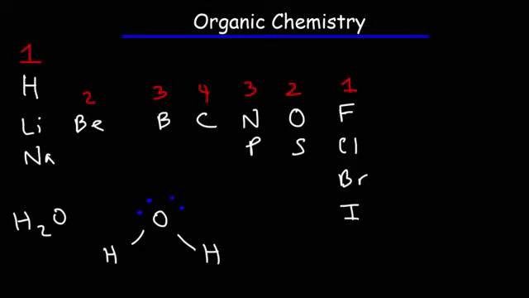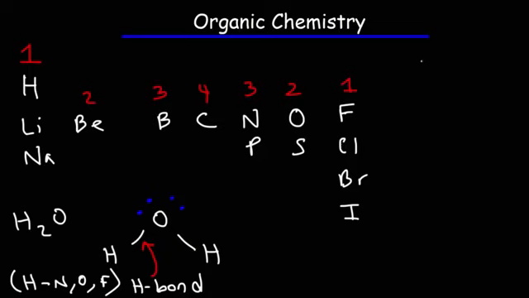Now, the bond between hydrogen and oxygen is known as an H bond, or a hydrogen bond, which is a special type of covalent bond. Hydrogen bonds occur whenever H is directly attached to nitrogen, oxygen, or fluorine. Hydrogen bonding explains why water has such a high boiling point.